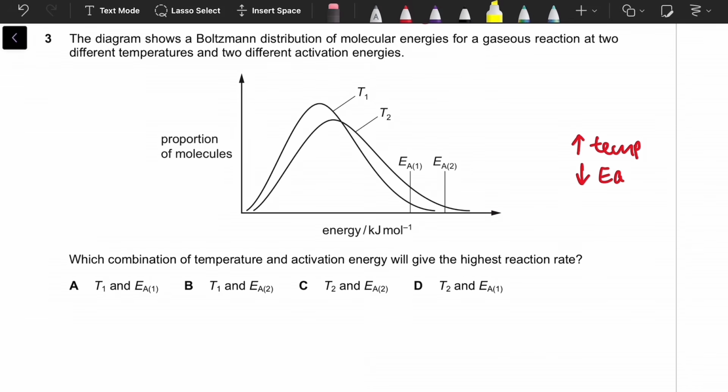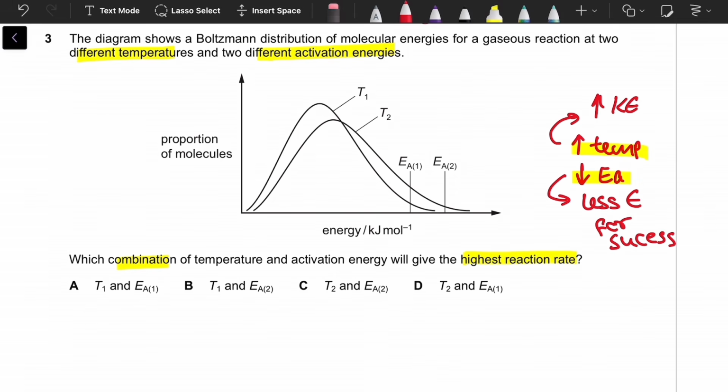Question 3 shows us a Boltzmann distribution diagram of molecular energies for a gaseous reaction at 2 different temperatures and 2 different activation energies. It's asked us to find the combination that will give us the highest reaction rate. The highest reaction rate would generally have these 2 conditions, a high temperature and a low activation energy. Temperature, because higher temperature means more kinetic energy of the colliding particles, therefore more successful collisions, and lower activation energy would mean less energy required for success.